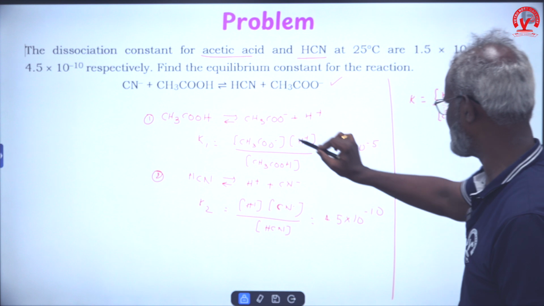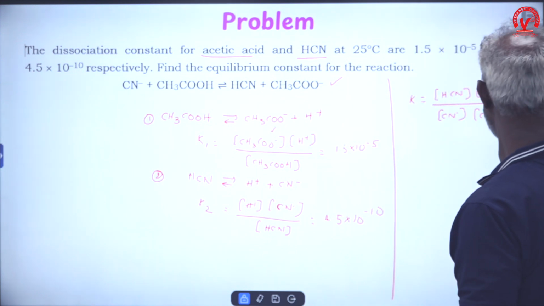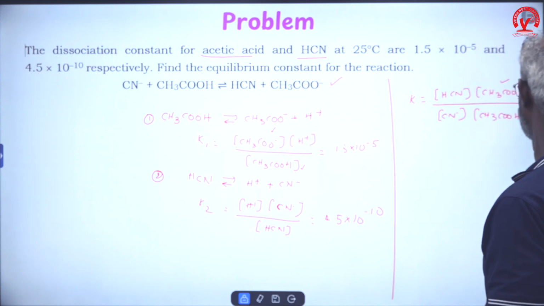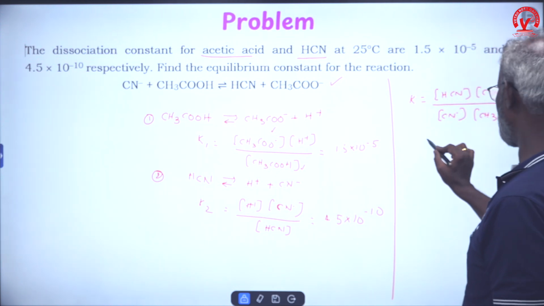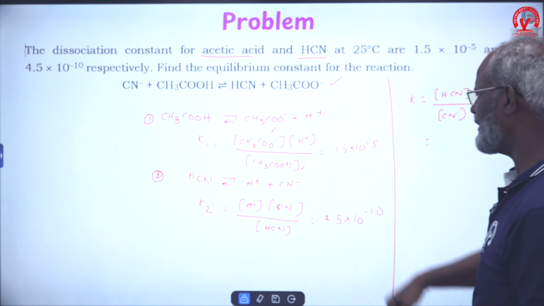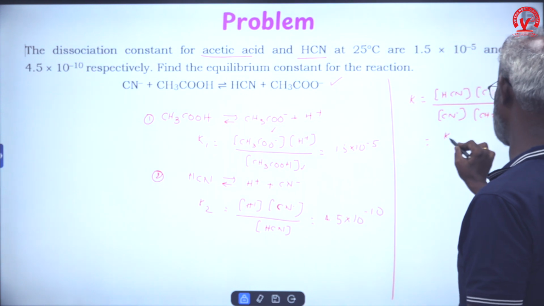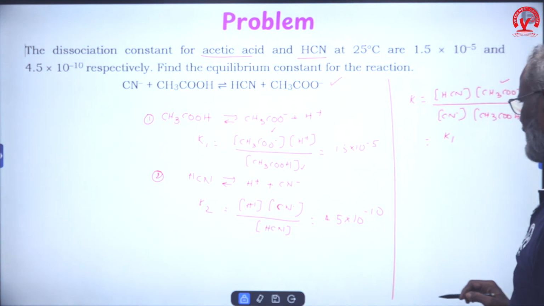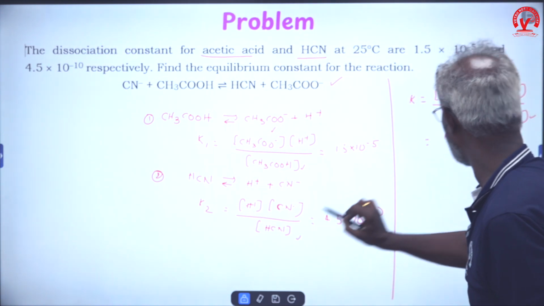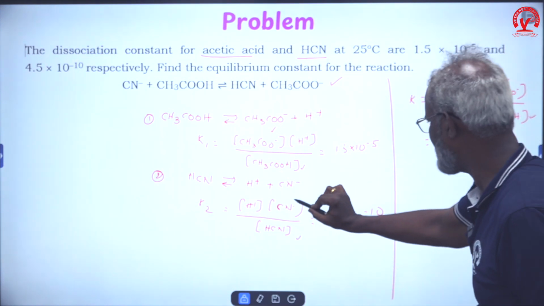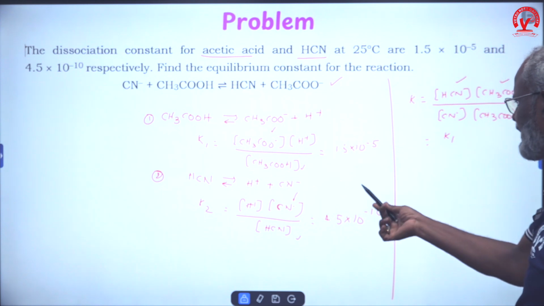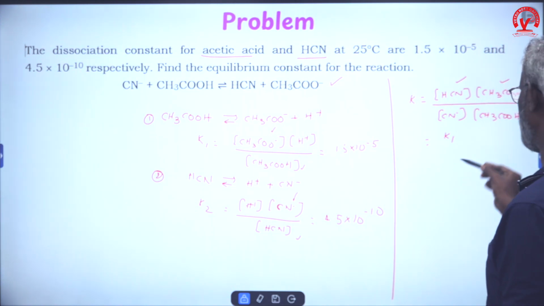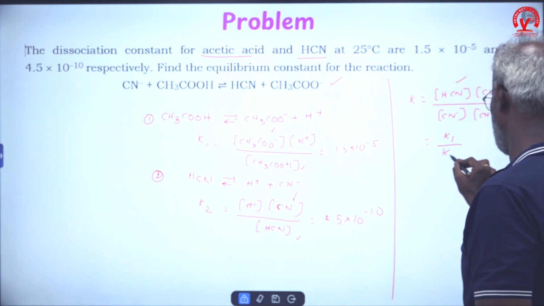Look at this, CH3COO minus is in the numerator, here also numerator. CH3COOH is in the denominator, here also denominator. And there is no square or any power, so it is simply K1, which is in the numerator. It has not changed. Now look at this, HCN is in the denominator here, numerator there. CN minus is numerator there, denominator here, no powers, no power 1 by 2, no division. So now it will be divided by K2.